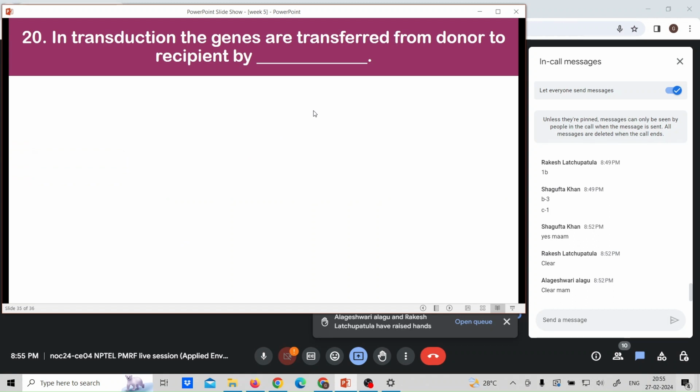Okay, so the last question for today. As I told, in horizontal gene transfer, I have one more question related to that. In transduction, the genes are transferred from the donor to recipient by. It's a very simple question if you know the concept of it. By the end of this question, we will discuss what conjugation, transformation, and transduction are and close today. Okay, there is one answer.